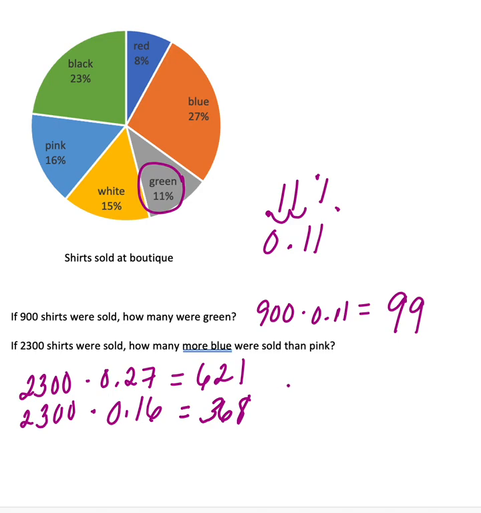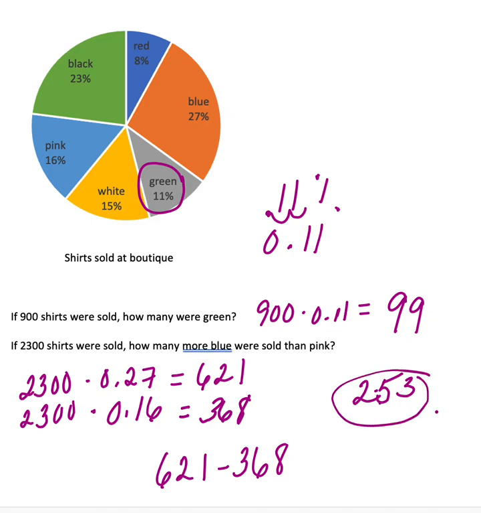So I want to know how many more were blue. I'm just going to take these two numbers and subtract: 621 minus 368. And I have 253. So the answer here would be 253 more shirts were blue than pink that were sold.